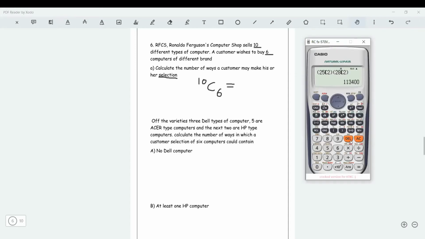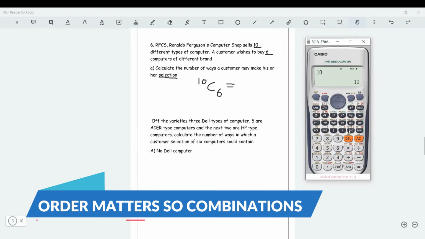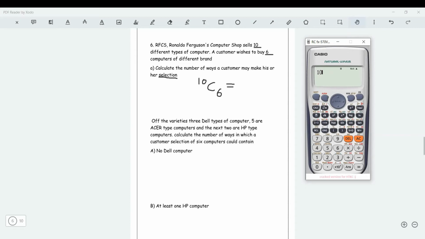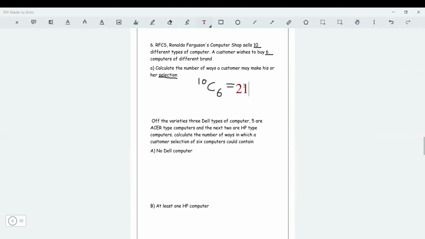So just put in our calculator, 10, shift, choose 6. 210. So there are 210 ways for the customer to choose 6 different brands. That's it. Again, I'm not an English teacher, so bear with me.